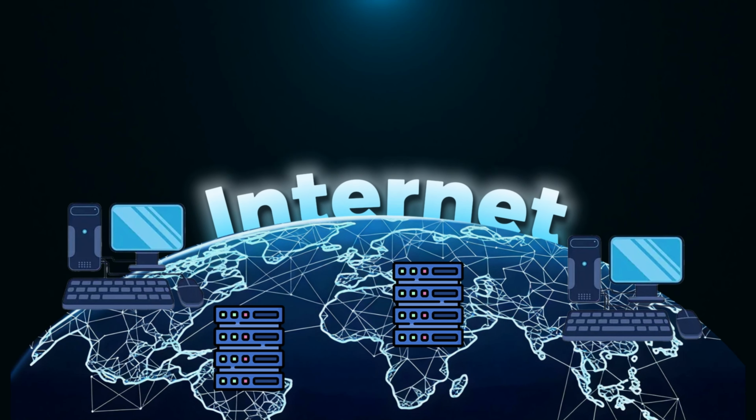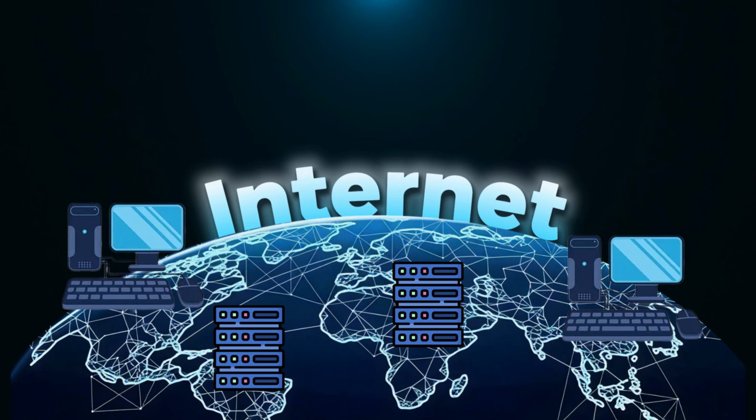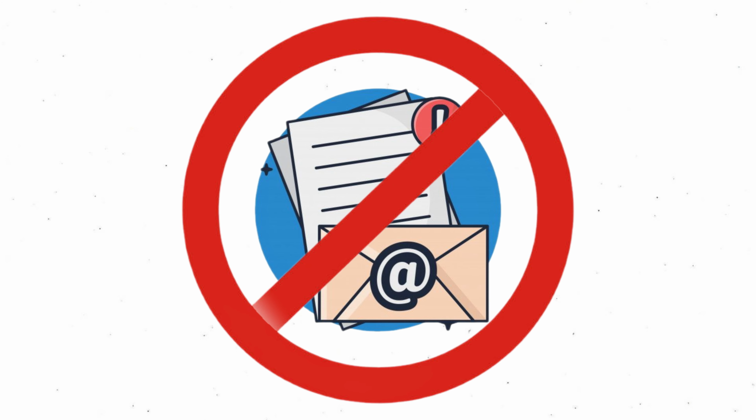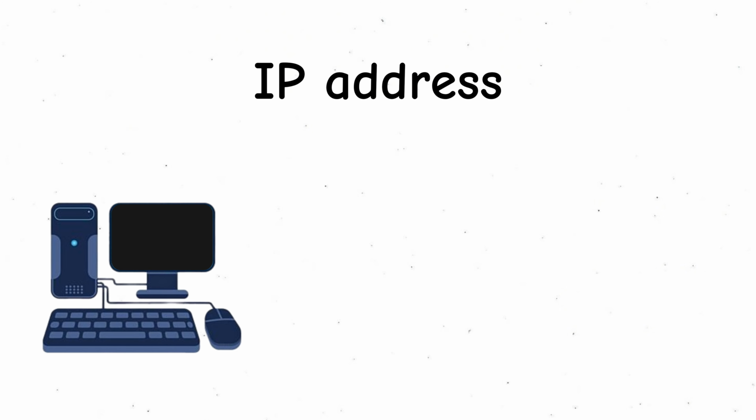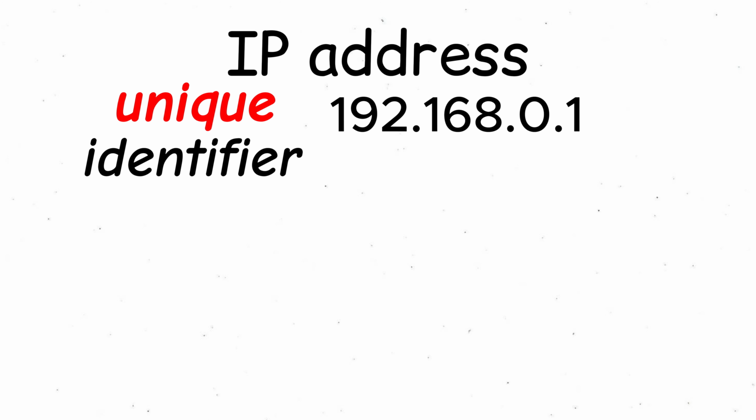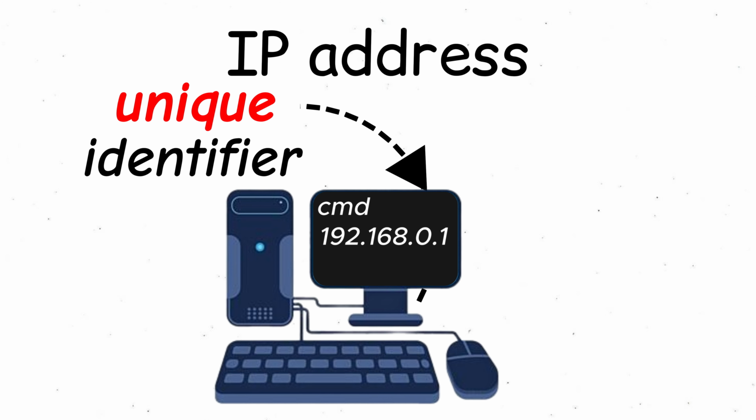Every device on the internet has one basic need: an address. Just like you can't deliver a letter without a house address, data can't move on a network without an IP address. An IP address is a unique identifier given to a device on a network. They don't describe your computer, they describe where your computer lives on the network.